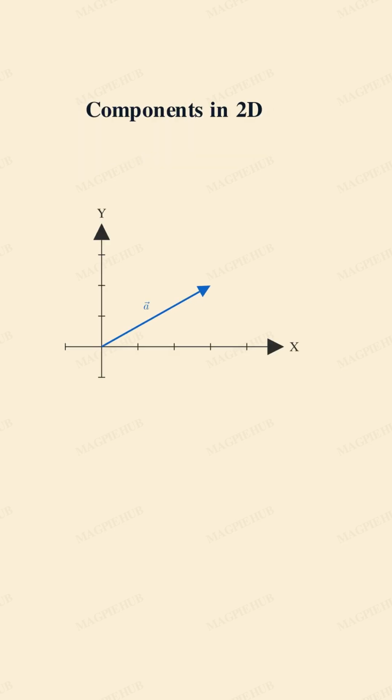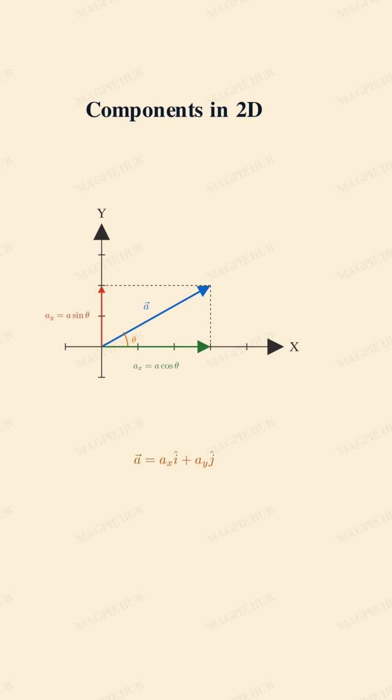Components of a vector in 2D. Any vector in a plane can be written as a combination of two unit vectors, i hat along x and j hat along y. If vector A makes angle theta with the x-axis, then A equals a cos theta i hat plus a sin theta j hat. The x component is a cos theta, and the y component is a sin theta.